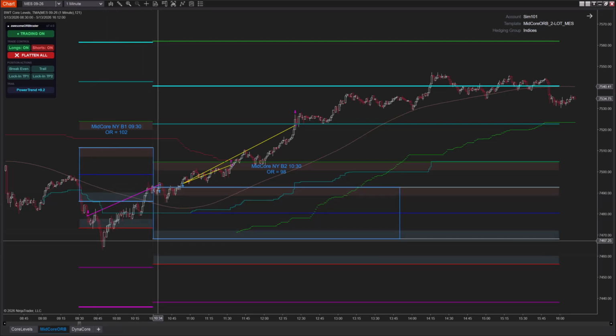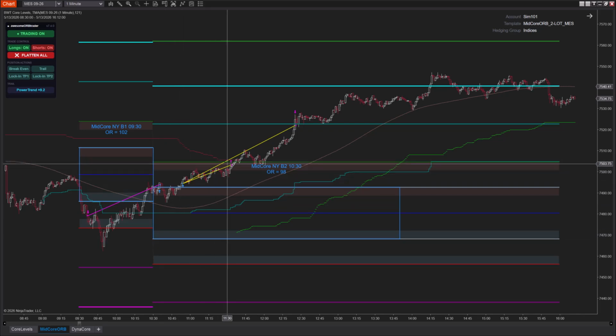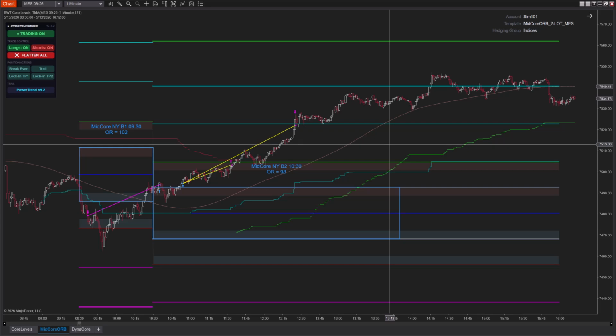Now 10:30 opening range opens up. First target is expected high, and the second target is mid two. Both of them hit in this day. All right.